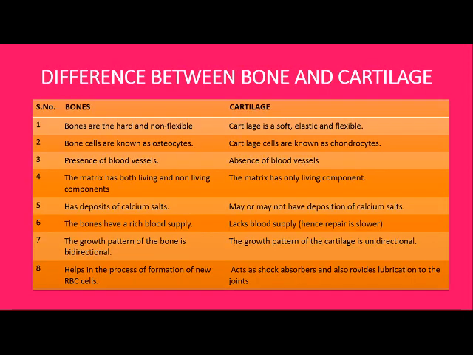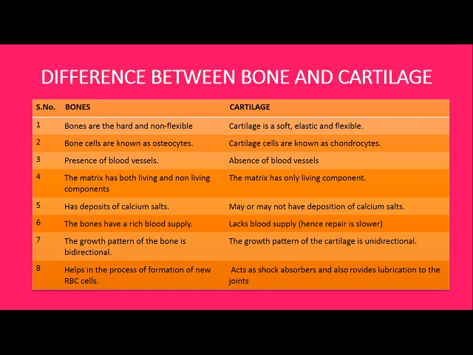Now, our next topic: let us understand the differences between bone and cartilage. Bones are hard and non-flexible, whereas cartilage is soft, elastic, and flexible. The cells of bone are known as osteocytes, whereas the cells of cartilage are known as chondrocytes. In bones, blood vessels are present, whereas in cartilage, blood vessels are absent. In bones, the matrix contains both living and non-living components, whereas in cartilage, the matrix has only the living component.